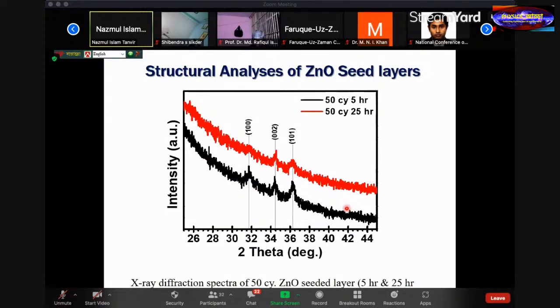And this is the structural analysis of the zinc oxide seed layer. This is for 5 hours milling zinc oxide nanoparticles, and for those nanoparticles we grow a 50 cycle seed layer, and this is for 25 hours nanoparticles. Here also, for 25 hours the peak is broadening compared to the 5 hours seed layer.